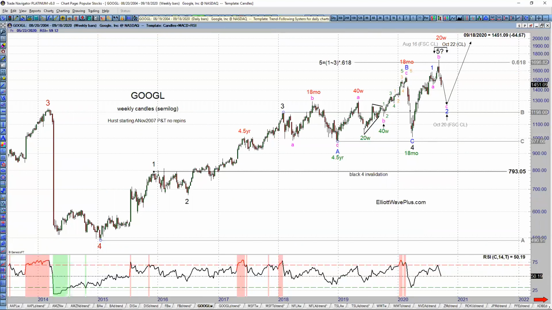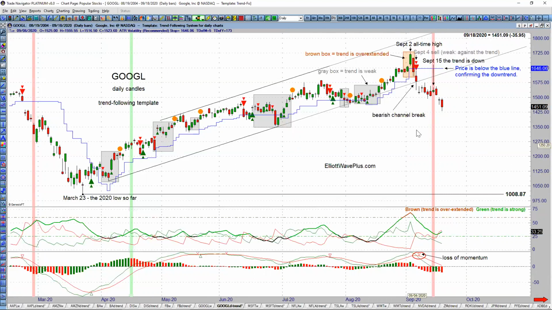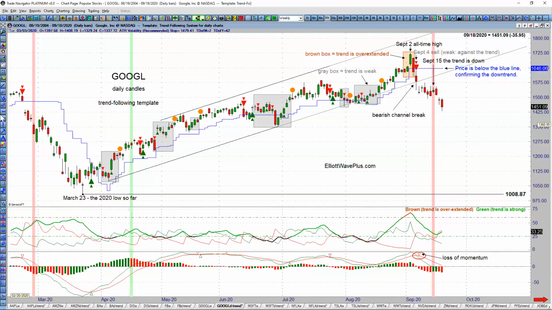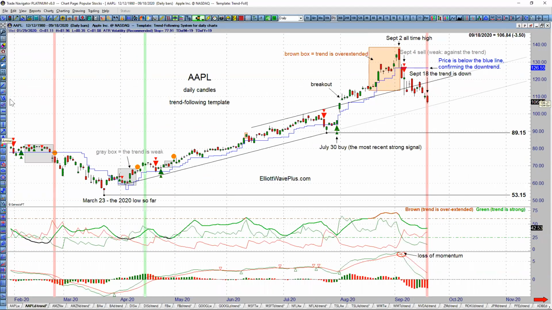Google, just like everything else, is giving it up pretty hard, looking for movement down into late October. The trend has changed on Google as well, on Tuesday of last week, to the downside. So a lot of these leadership stocks are really giving way pretty hard. Google is down almost 20% so far. Apple so far is down 23%.